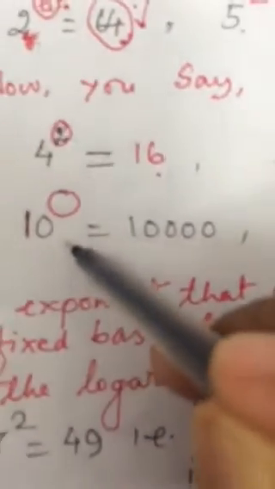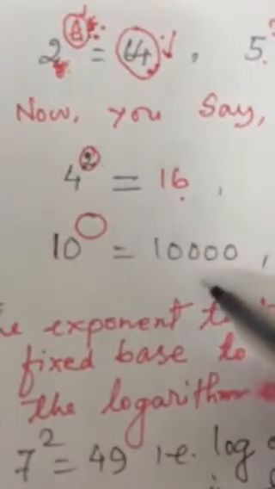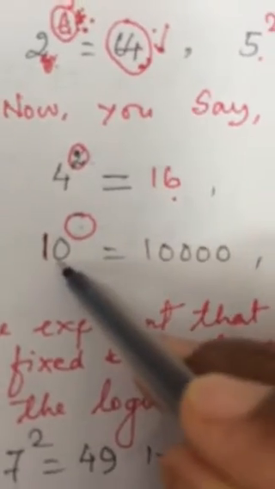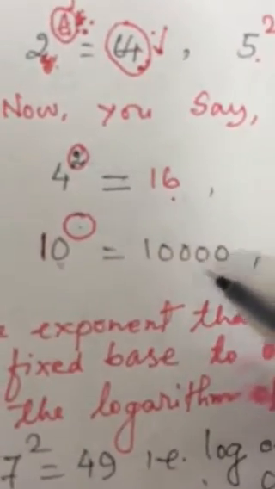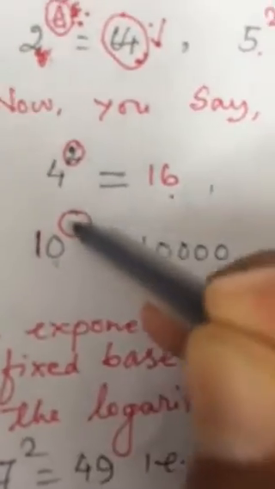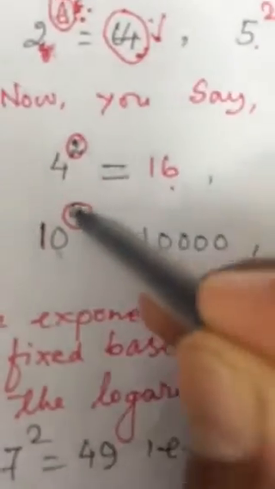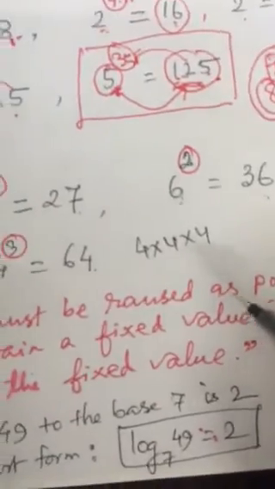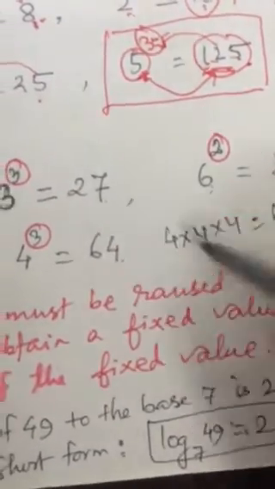So here if I ask you what exponent must be raised here as power to this base 10 to obtain this, then you can count the zeros. How many zeros? 4. So 4. If there were 5 zeros, then the power must be 5 so that you get this value. What exponent must be raised here as power to obtain this value 64? Then you can say 3, because if you multiply 4 three times, you will get 64. Means how many times should 4 be multiplied? 3 times, means the power must be 3.